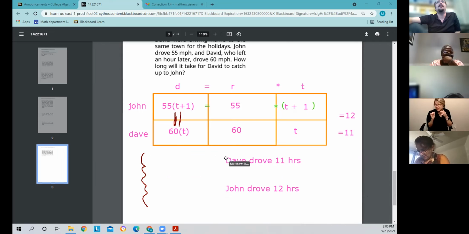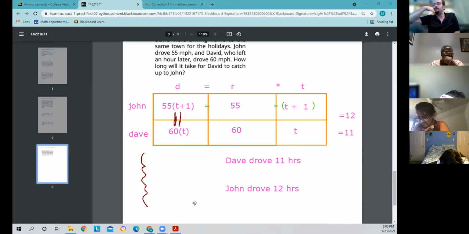So I think they're asking how long to catch up. That would be the 11 hours. See, they can also ask how long did John drive, right? That's also another question they could ask. They didn't ask it, but we can answer it. We found it.